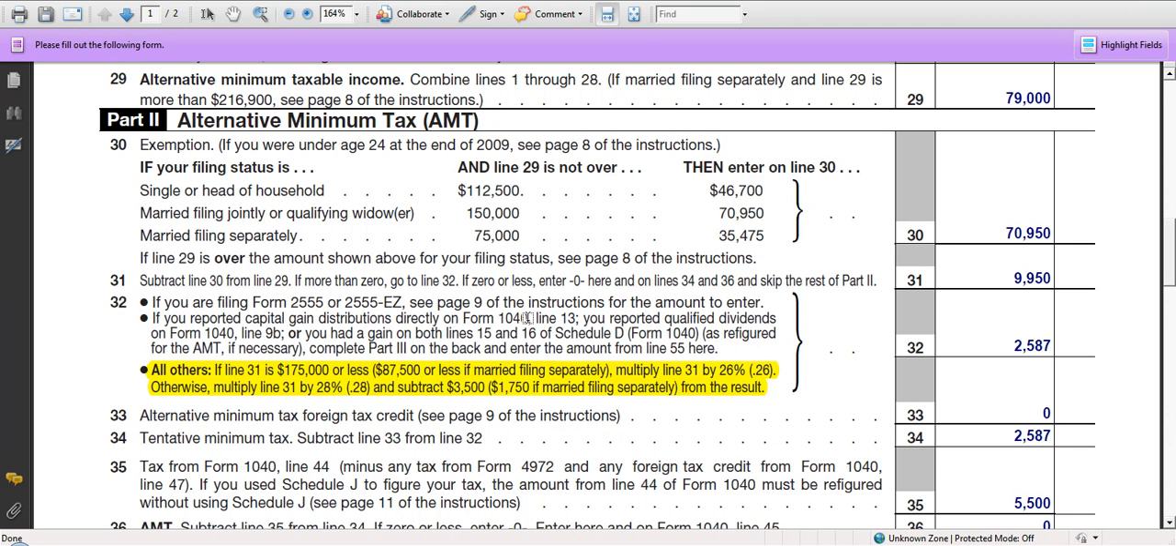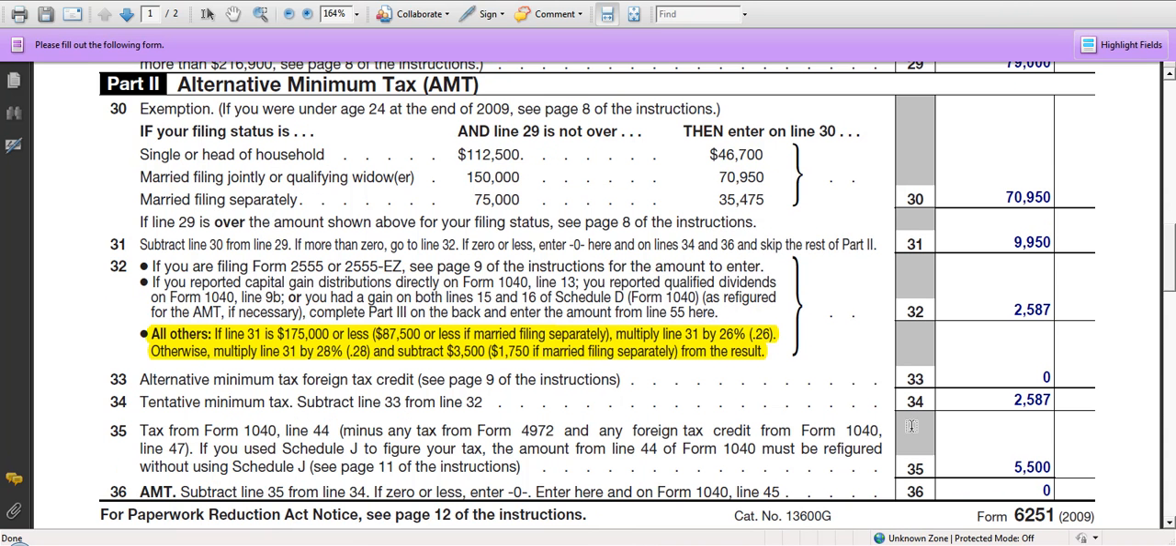In this case, we are 26% on $9,950, and we arrive at the amount of $2,587. This particular individual has a tax of $5,500. And that is greater than line number 4, which is our tentative minimum tax, and this individual would not owe any alternative minimum tax.